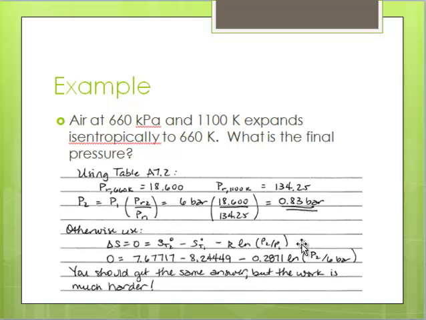I could have also done it using this equation. So I would have looked up the S's and then subtracted off 0.287 ln of P2 over the initial pressure. I would get exactly the same answer, but I have to do more work. So if this is available, this is certainly a time saver.